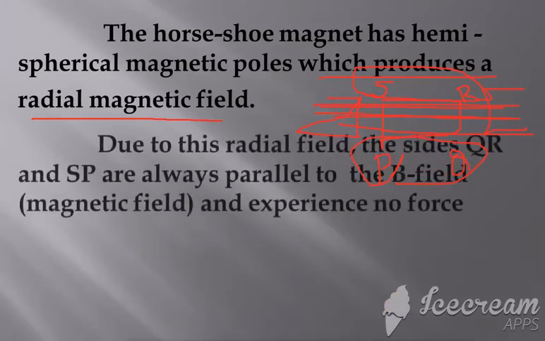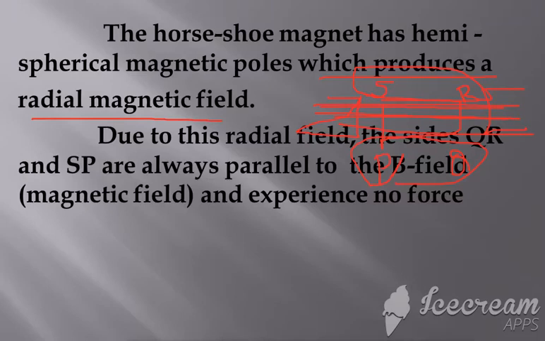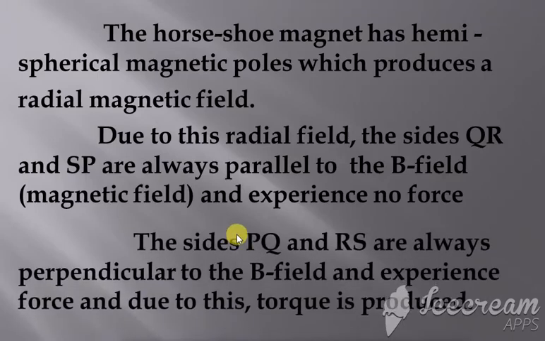ஓகே, ஸோ see here. So this is the first point. Due to this radial field, the sides QR and SP, so how they are parallel to the field. So parallel இருக்கிறதுனால it experiences no force. Clear? Then next is the sides PQ and RS, how they are perpendicular to the field and so they experience a force. And the force னால என்ன இருக்கும், it produces a torque. Yes, clear?